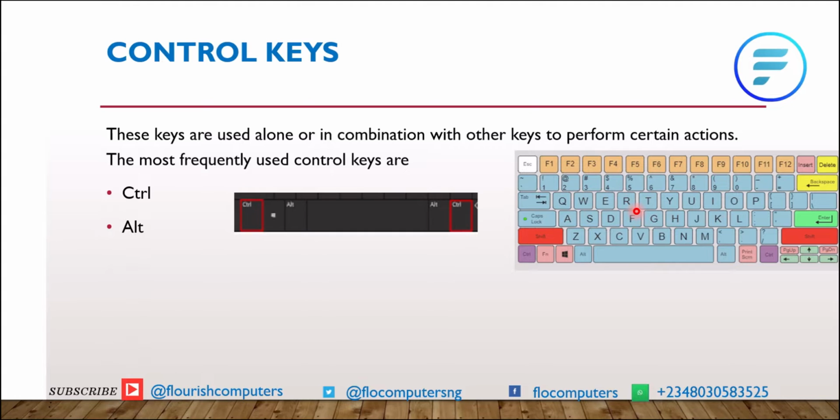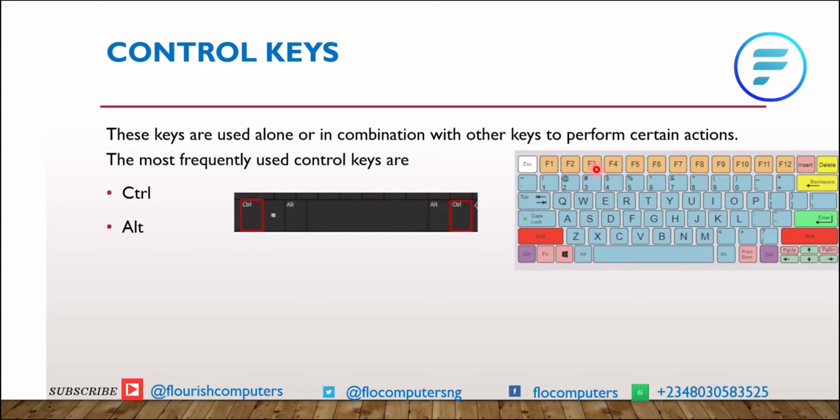Then the second one is Alt. There are two Alt keys on the keyboard as well. The Alt key is just next to the space bar. Remember, your space bar is the longest key on the keyboard. So on the left of the space bar you have the Alt key, and on the right you have the Alt key. These keys are also used in combination with other keys on the keyboard in order to get them to work. For example, if you press Alt plus F4 simultaneously on your keyboard, that could help you to shut down your computer.